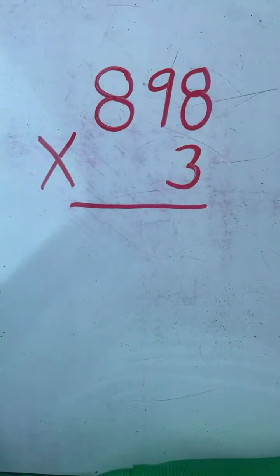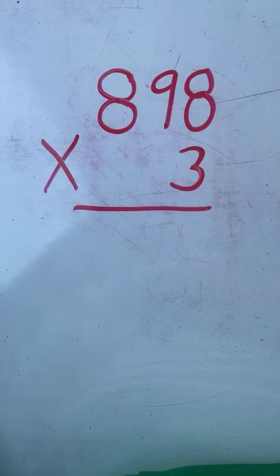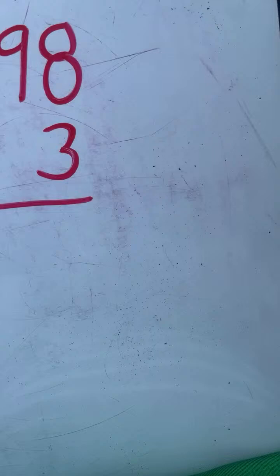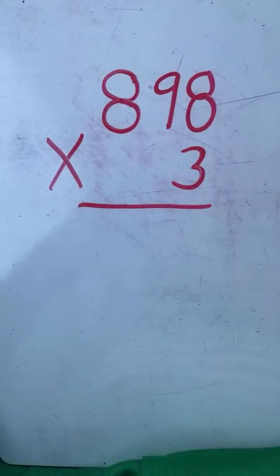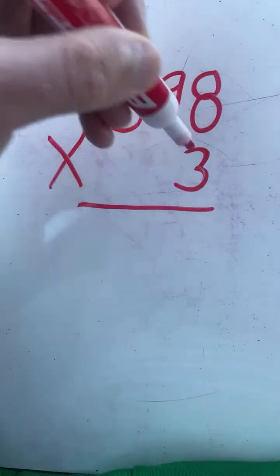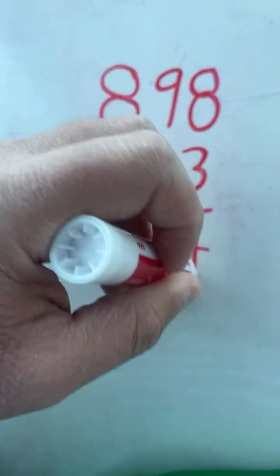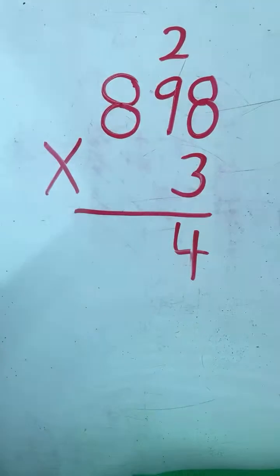So next example problem, we have 898 times 3. So we're starting in the ones place. We always start in the ones place. 8 times 3 equals 24. The 4 in 24 goes in the ones place. The 2 in 24 gets carried over to the tens place.